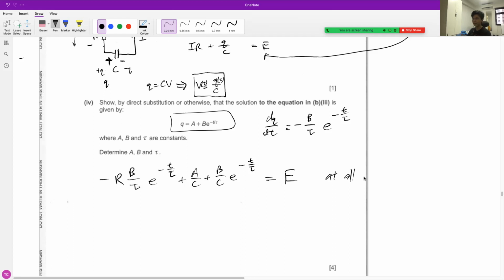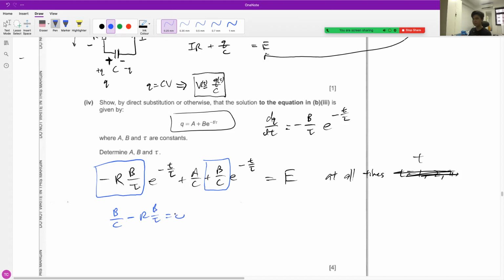This must apply for all times t, right? t equals 1, t equals 2, and so on, t equals pi, and so on, must be satisfied at all times t. Then your coefficients must cancel. So looking at the coefficients of e to the power minus t over tau, which is this, you have b over c minus rb over tau equals 0.